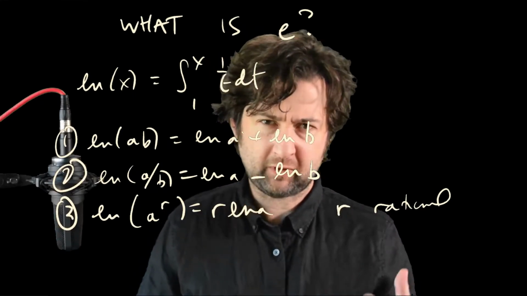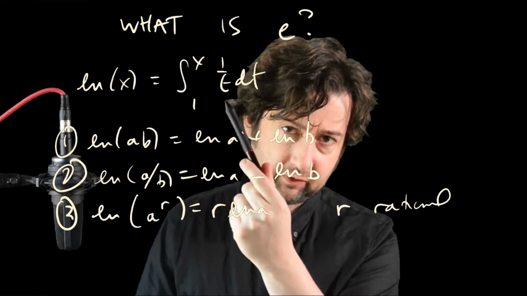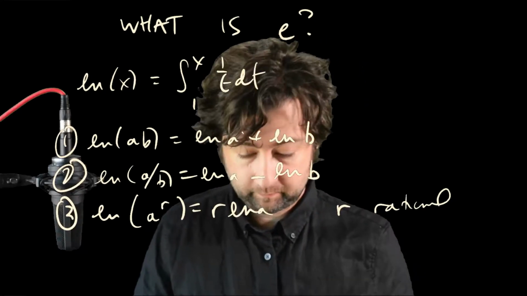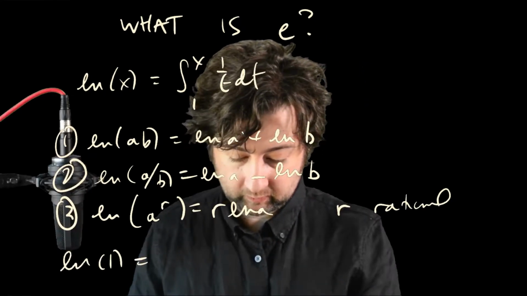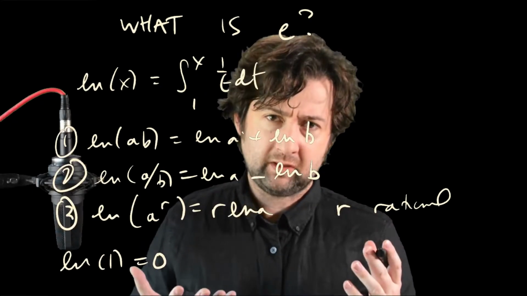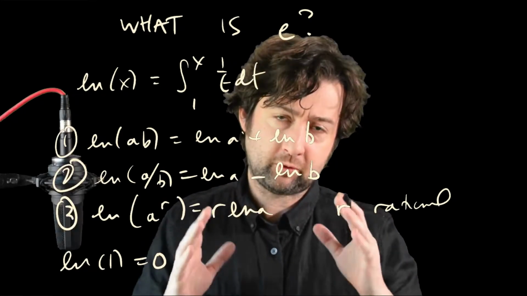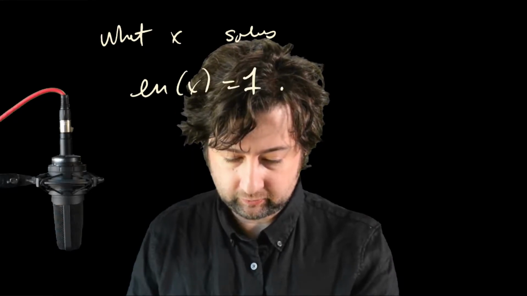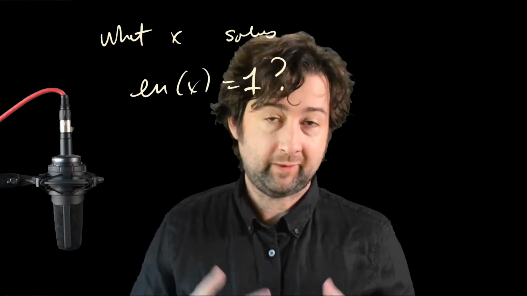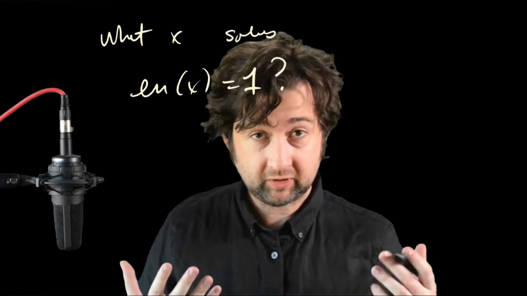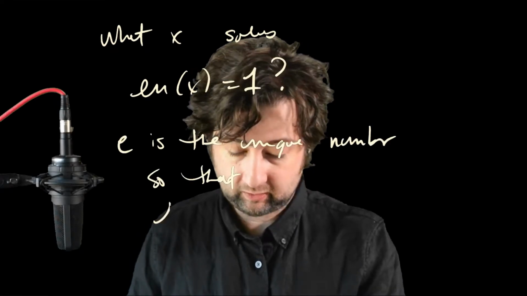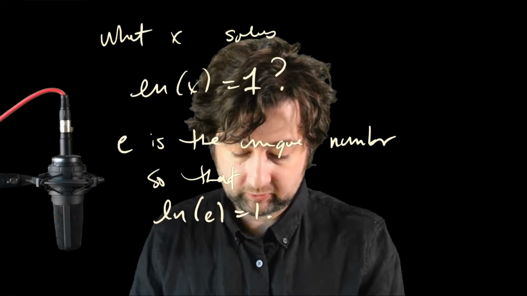Then the final property that we showed because of the definition here is that if we take the natural log of 1, we're going to have an integral from 1 to 1, and we're going to get 0. The natural log of 1 was equal to 0. So I want to know what number creates the output 1. What x solves the natural log of x is equal to 1? And the answer is, I'm just going to define the solution to be the number e. e is the unique number so that the natural log of e is equal to 1.